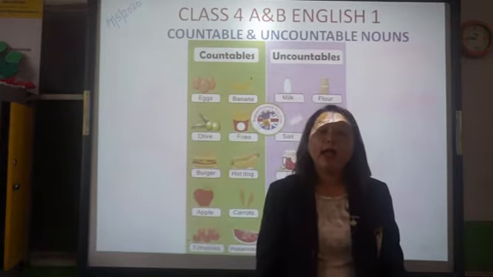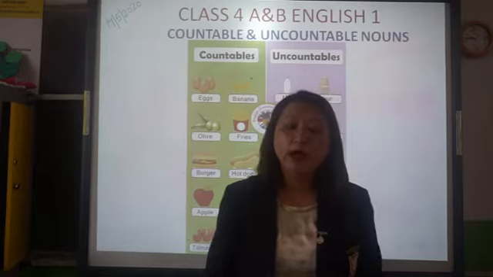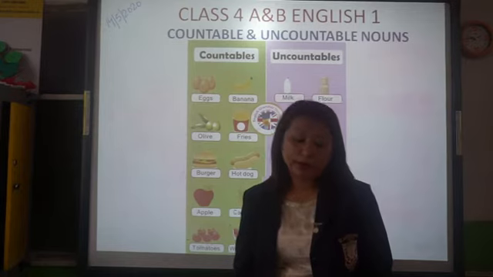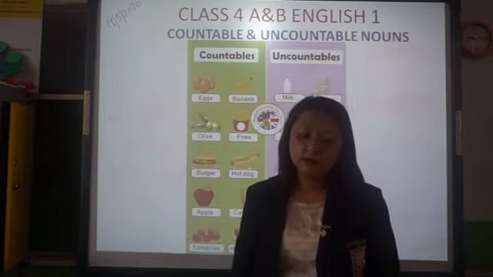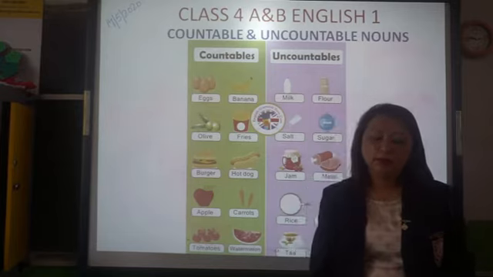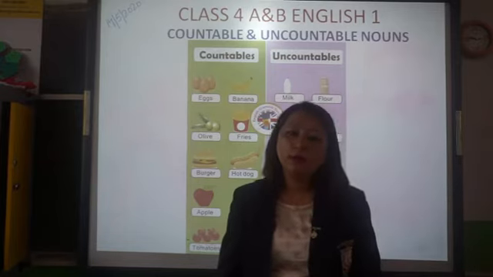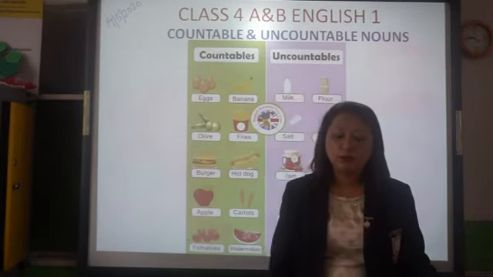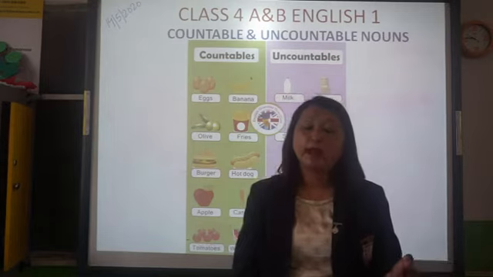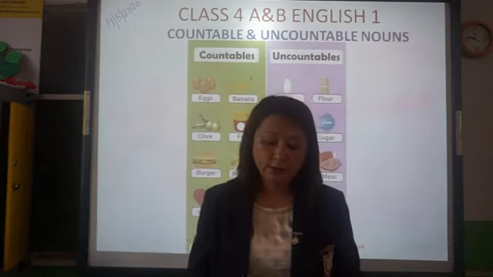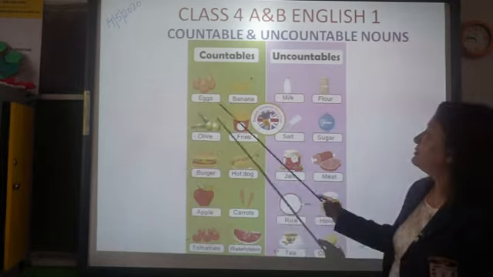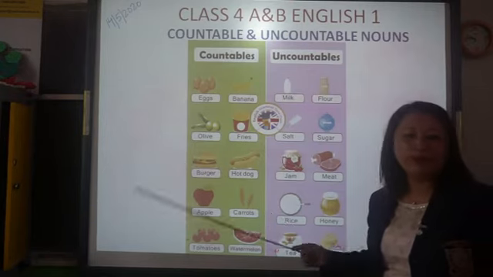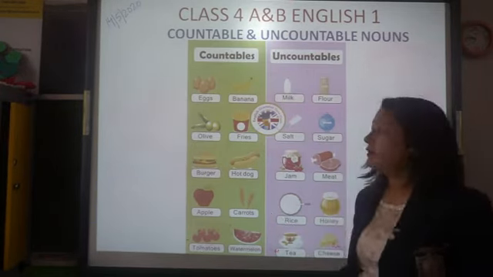I hope you all now have a better understanding of countable and uncountable nouns. Let's do a quick recap of what we have learned in today's class. We spoke about countable and uncountable nouns. Countable nouns are those that we can count using numbers. For example, you can see out here, eggs, we can count eggs. We can say 1 egg, 2 eggs.